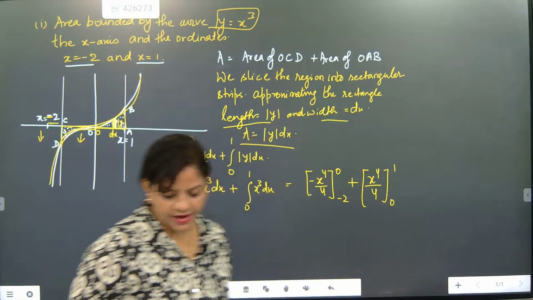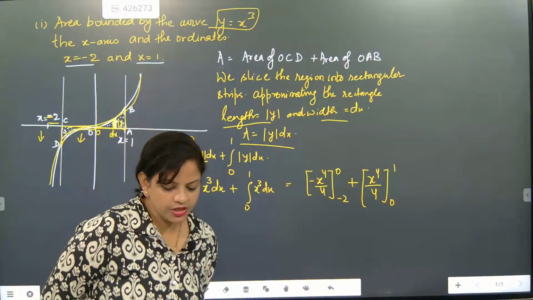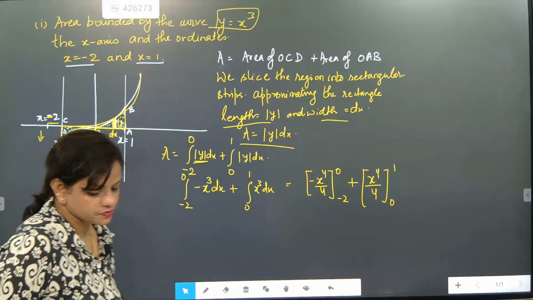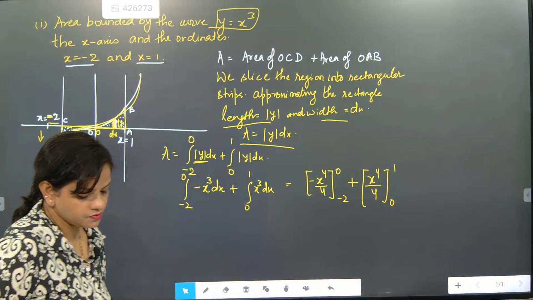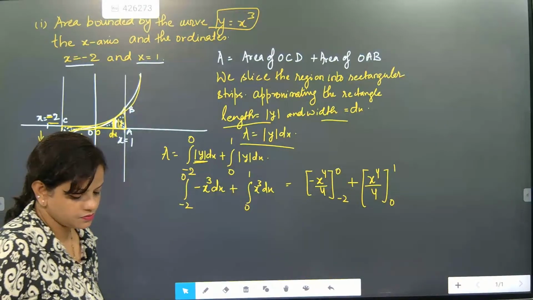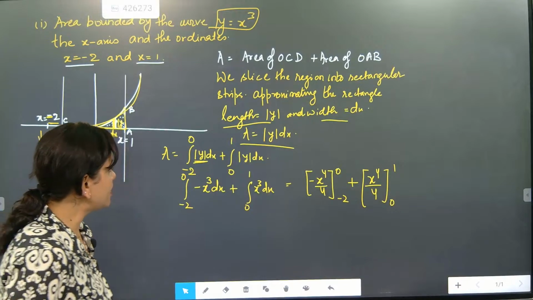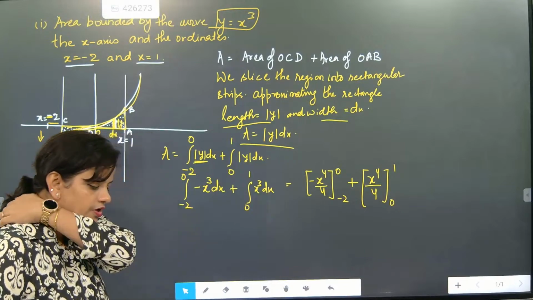So the answer is coming as 15 by 4. Check the calculation one time. How much is the calculation coming? Check one time.